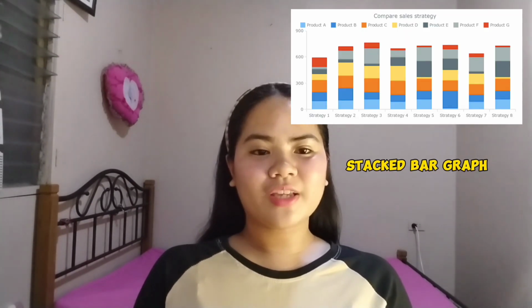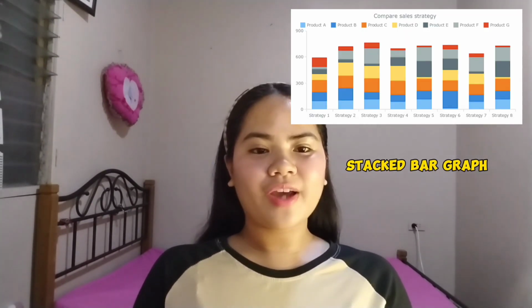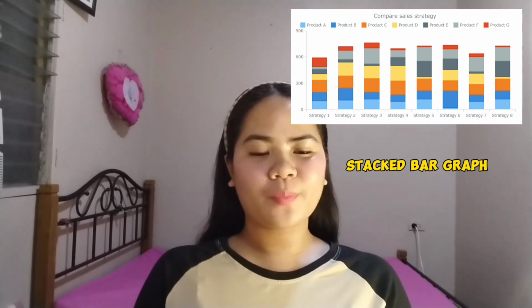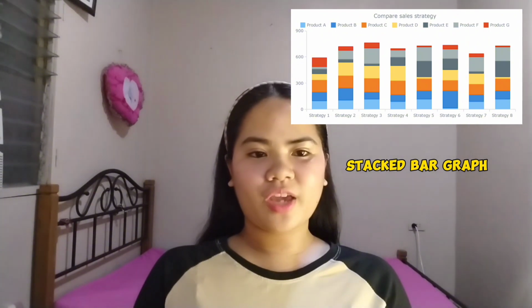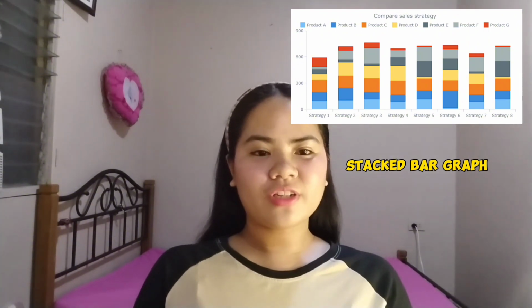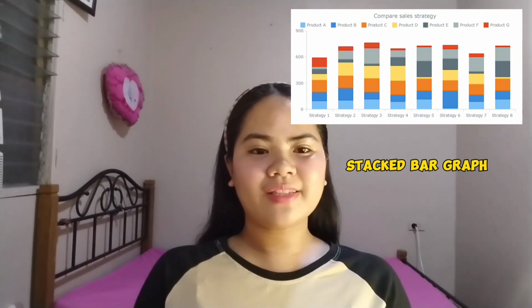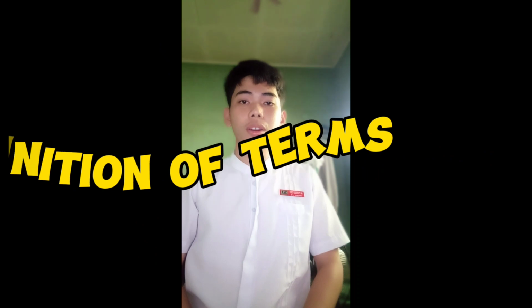Then last is the stacked bar graph, also known as a composite bar chart, which divides the total into parts represented by different colors. It facilitates easy identification of categories, with each segment labeled to indicate distinct parts of the whole represented by each bar.